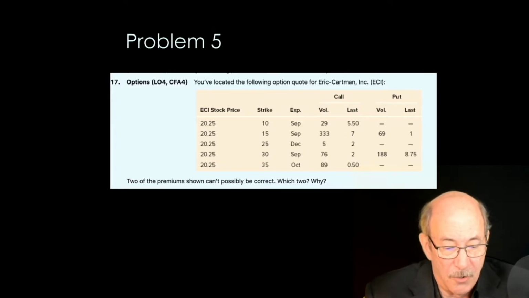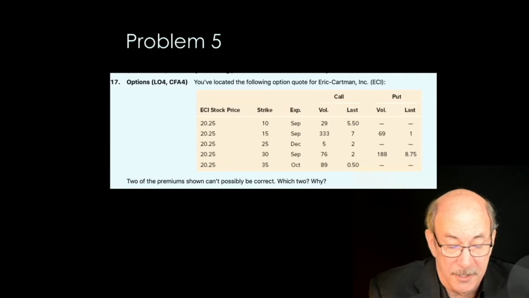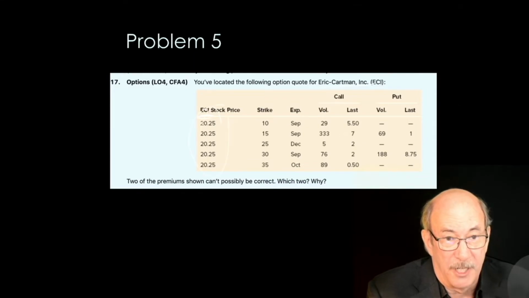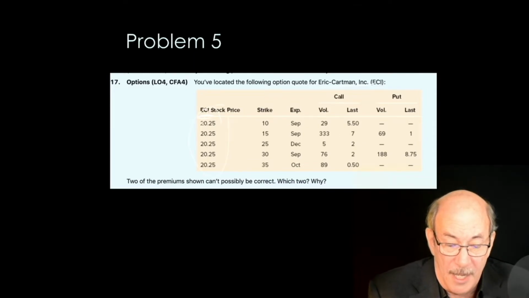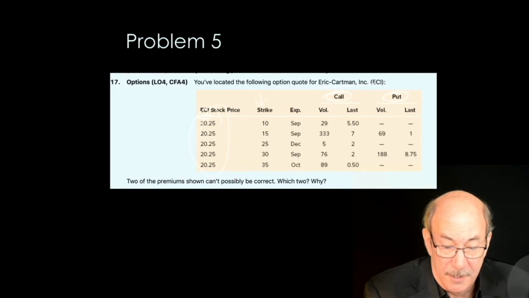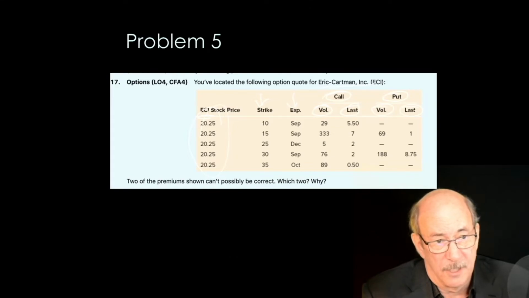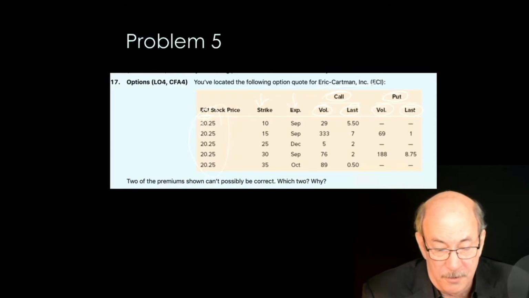All right. So the next problem looks at this table. We've got ECI, Eric Cartman, Inc., and we have a current stock price of $20.25. And we have a variety of call and put options here and strike prices, the expiration dates, volume for the calls, last price for the calls, volume for the puts, and the last price for the puts as well.